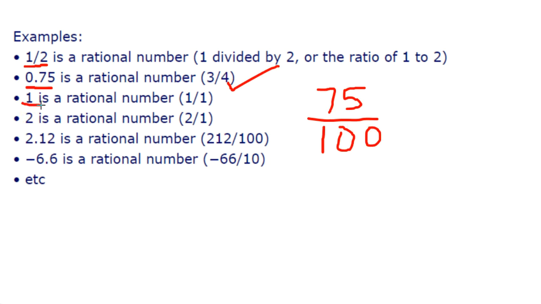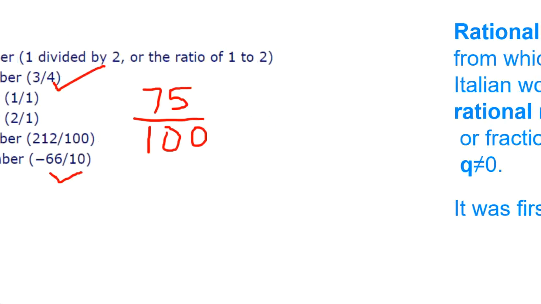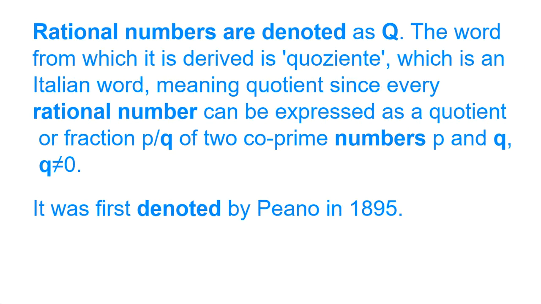Similarly, 1 is also a rational number, as 1 can be written as 1 upon 1. 2 is a rational number. Similarly, 2.12 is a rational number. Similarly, minus 6.6 is also a rational number, as it can be written as minus 66 upon 10, etc. So, these are all the examples of rational numbers which we have already studied.